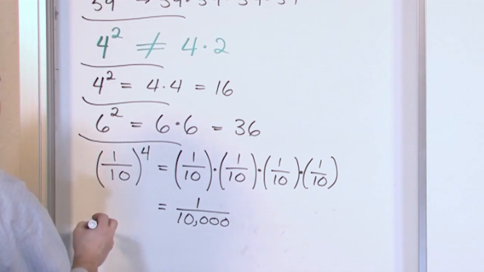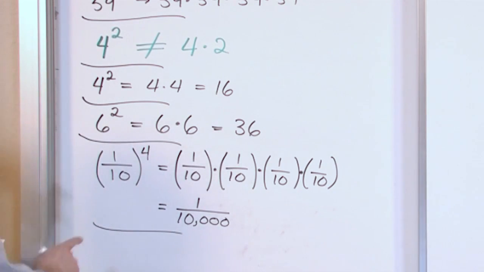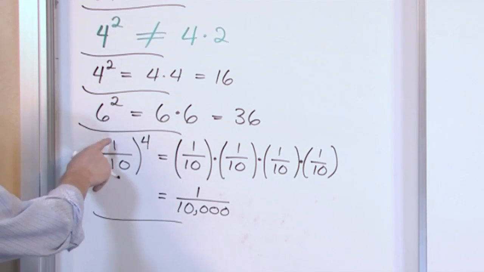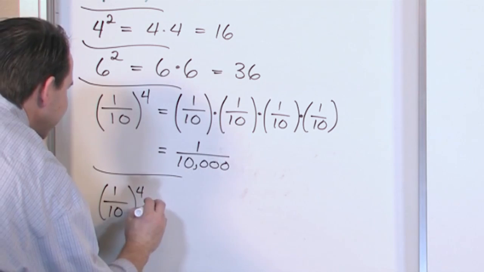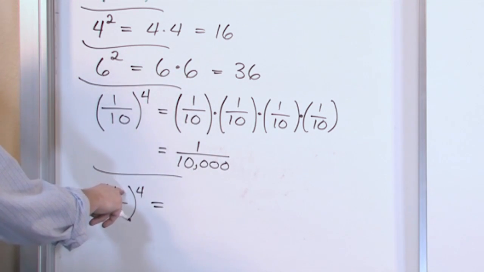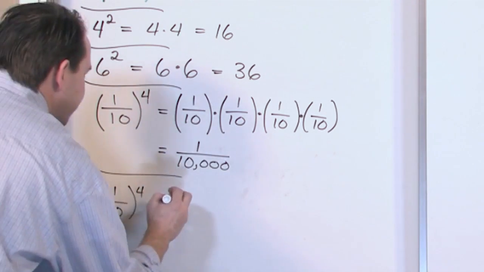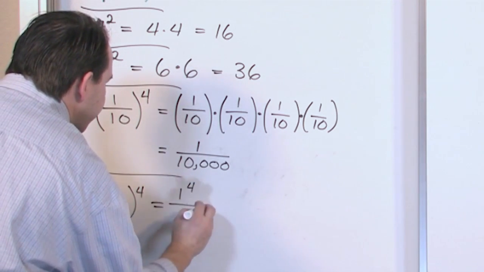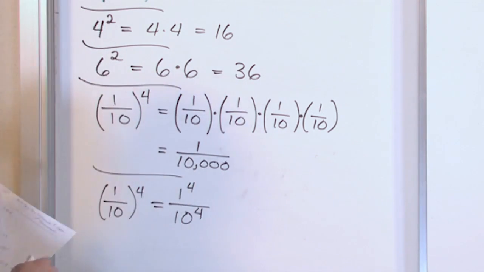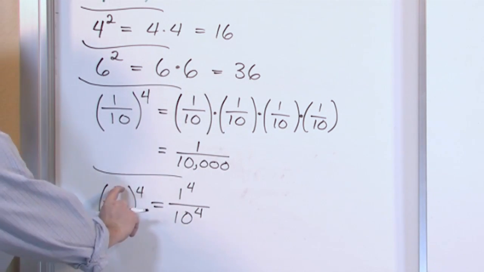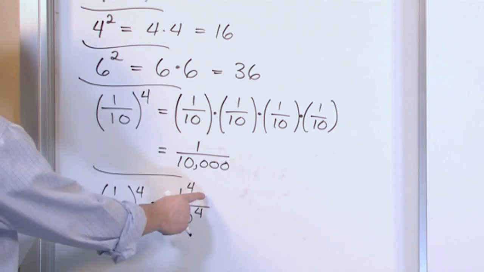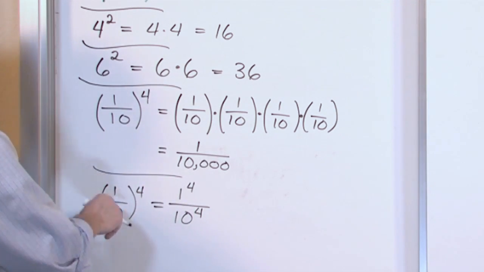Now let me show you something quickly that's interesting. When you have 1/10 raised to the 4th power, it's exactly the same thing as 1 to the 4th power over 10 to the 4th power. This exponent can apply to the top and to the bottom separately. They're basically equal. I'm teaching you different rules as we go that you'll pick up as we do more problems. But anytime you have a fraction with an exponent applied, you can apply the exponent to the top and the exponent to the bottom separately.